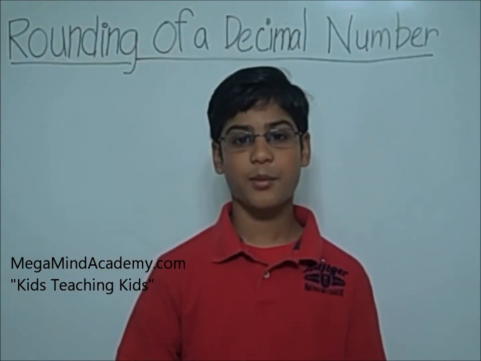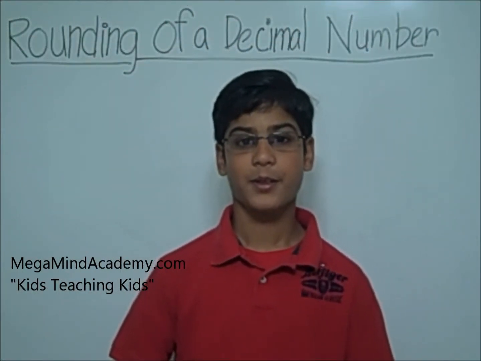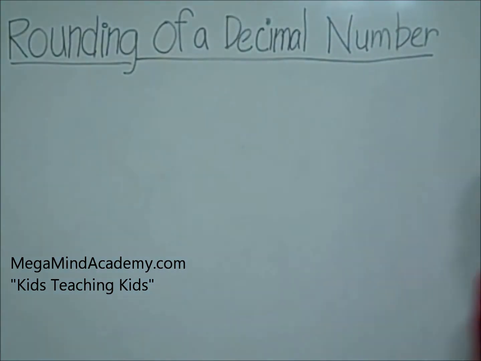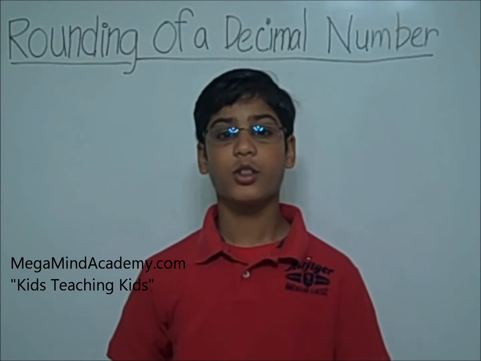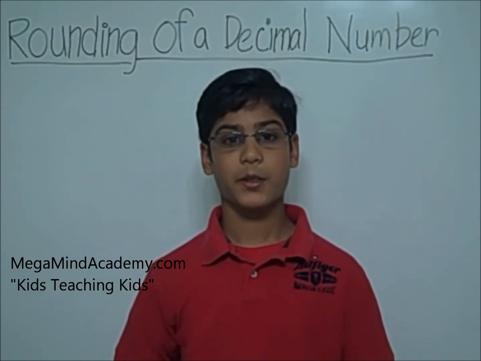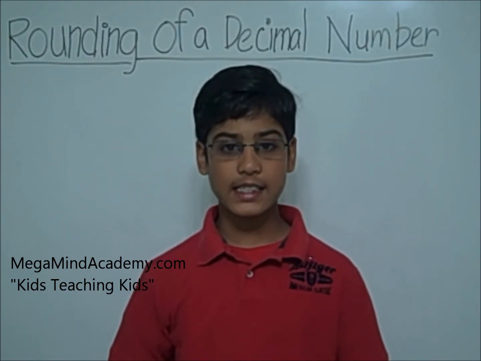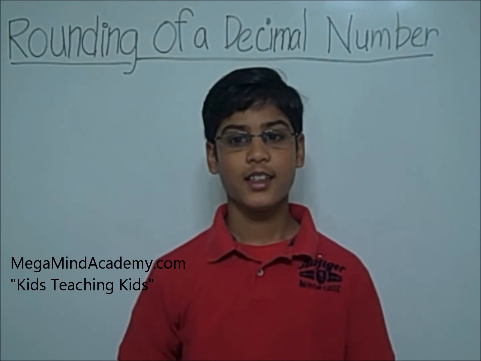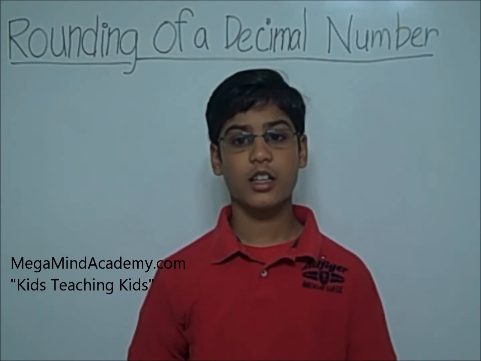Today we're going to learn about rounding of a decimal number. When you are rounding a number, you are changing the digits, but the value of the number remains similar. It is not the exact same as the original number, but it is easier to use. There are two conditions for rounding a number.